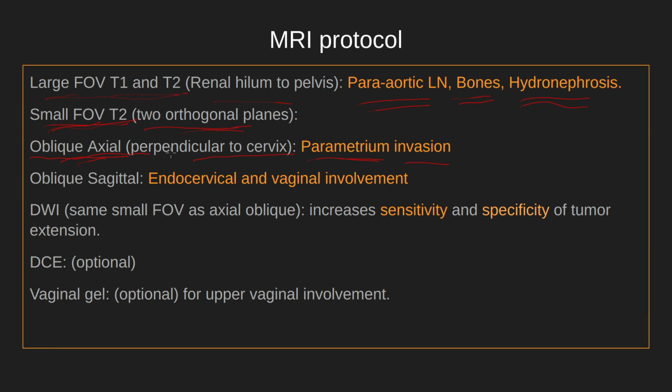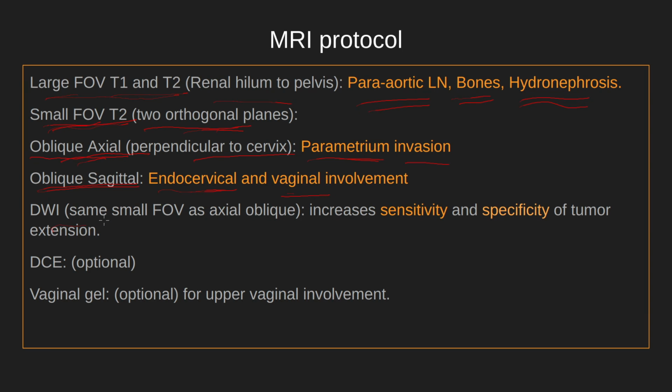at a perpendicular angle. An oblique sagittal T2 weighted sequence is also acquired in line with the cervix, and that is important because it helps us evaluate if there's any endocervical extension or if there is any vaginal wall involvement by the tumor.